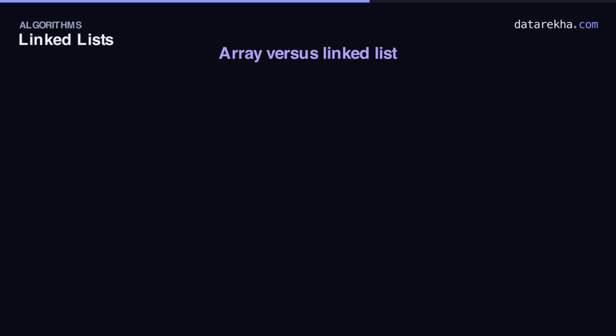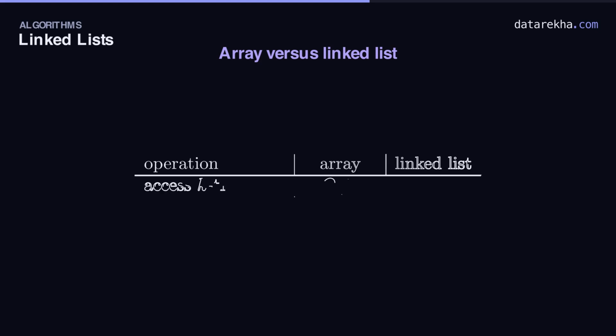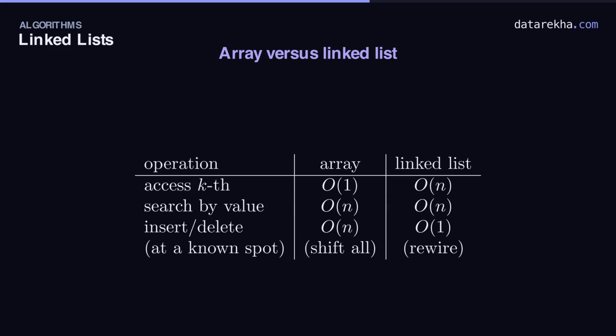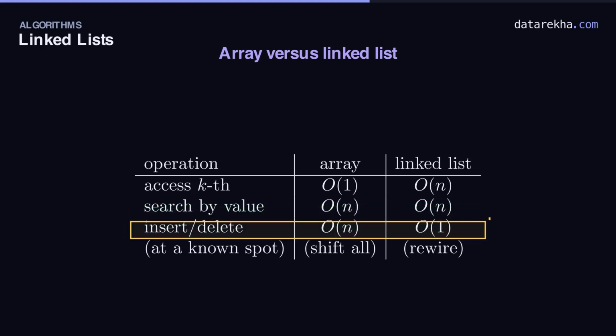Now the comparison that ties it all together. Line the two structures up on the operations that matter most. Access the kth element. The array wins big, constant time by address. Against the linked list's linear walk. Search by value is a tie, with no sorting or hashing. Both scan from the start. Order n either way. But insert or delete at a spot you already hold flips it completely.